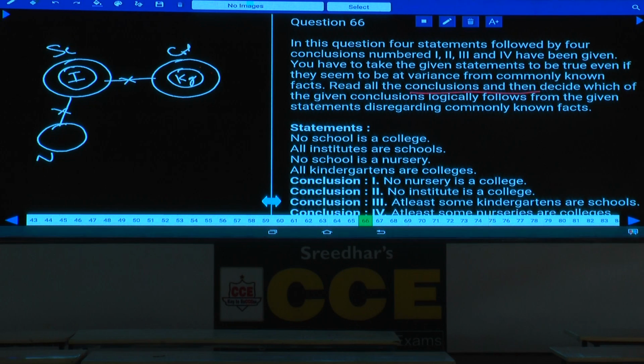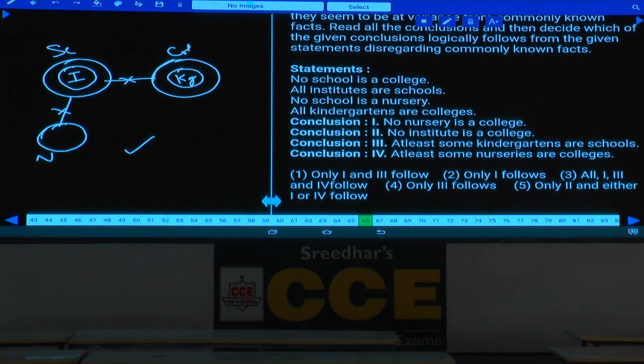Now with the help of this one, conclusion 1, no nursery is a college, true or false? As of now nursery is here and college is here, as of now it is true. With the help of the basic diagram, the first conclusion, a negative conclusion, is true. Then coming to the second, no institute is a college. Institute here, college here, that is also definitely true. Third one, some kindergartens are schools. As of now it is false. Next one, some nurseries are colleges. Some nurseries are colleges is false, isn't it? Then, what is your answer?